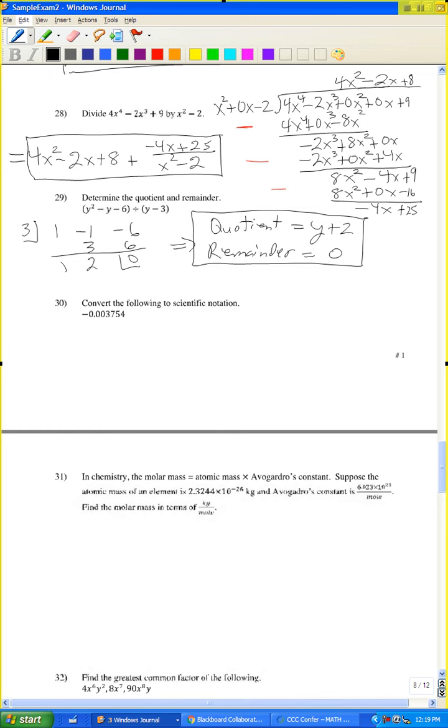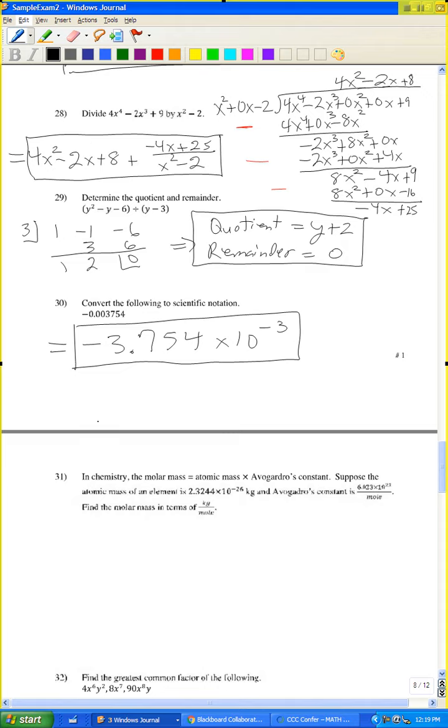Convert to scientific notation. So I have a negative. Let's write out the leftmost non-zero digit, 3. Place decimal, write out all the other digits till you get to the rightmost non-zero digit. So negative 3.754 times 10 to the, well, I have a leading 0. There's 1, 2, 3 zeros, so negative 3. Or it's the number of places that you've moved your decimal.